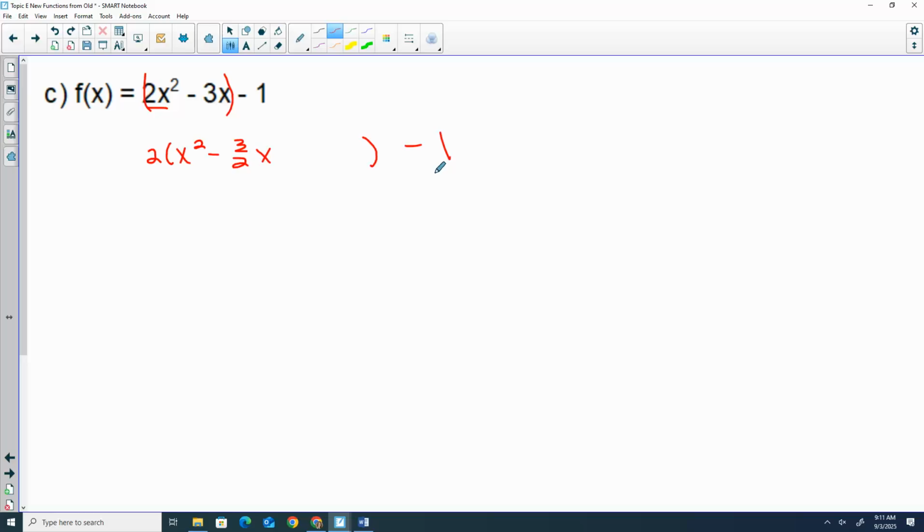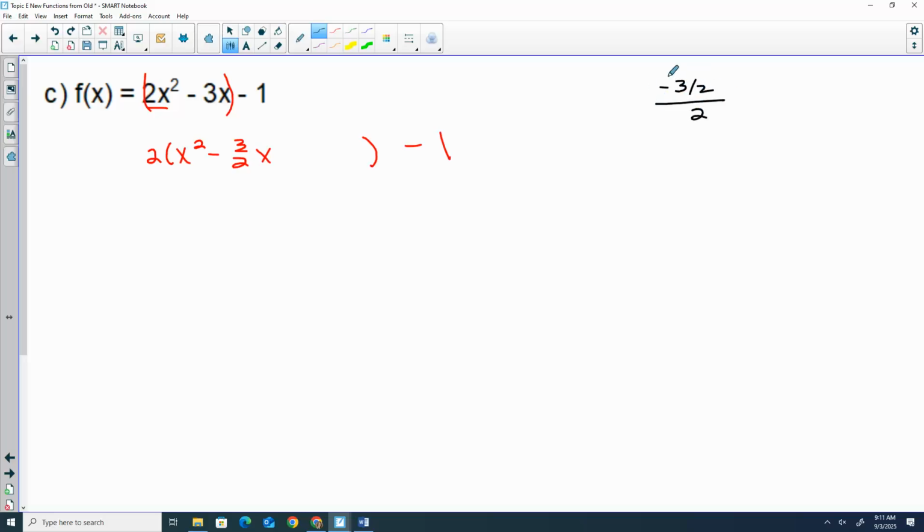And that minus 1 is on the outside. So I'm only taking the 2 out of my parentheses. I put parentheses around my x terms, factor the 2 out of that. If I distribute my 2 back, I still have my original problem. I haven't changed anything. Now, to complete the square, you take your middle term, which is negative 3 halves.